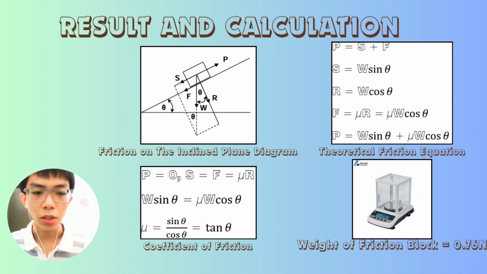The theoretical method to determine the friction force is W multiplied by sin delta plus mu multiplied by W cos delta. The mu is equal to tan delta, where mu is the coefficient of friction. The weight of the friction block is measured by the spring balance or electronic balance. We obtain that the weight of the friction block is equal to 0.76 Newton.